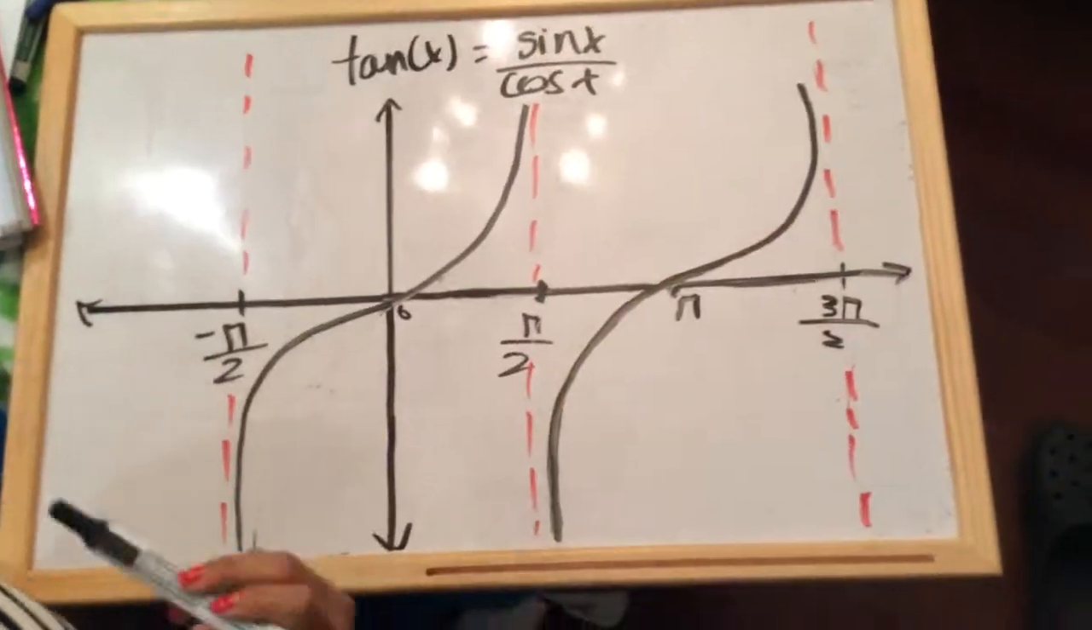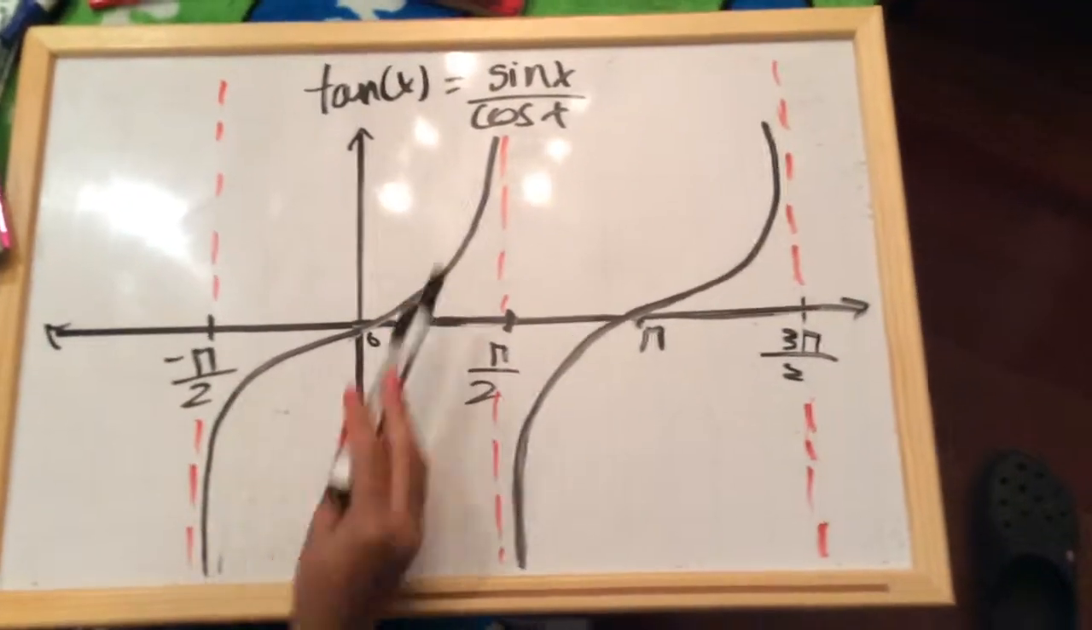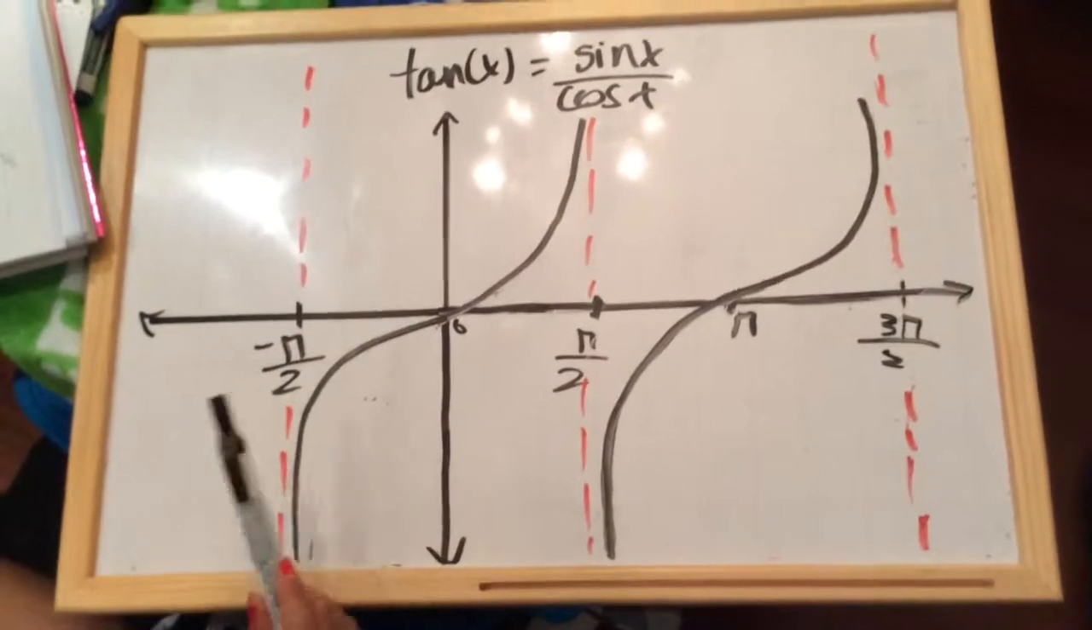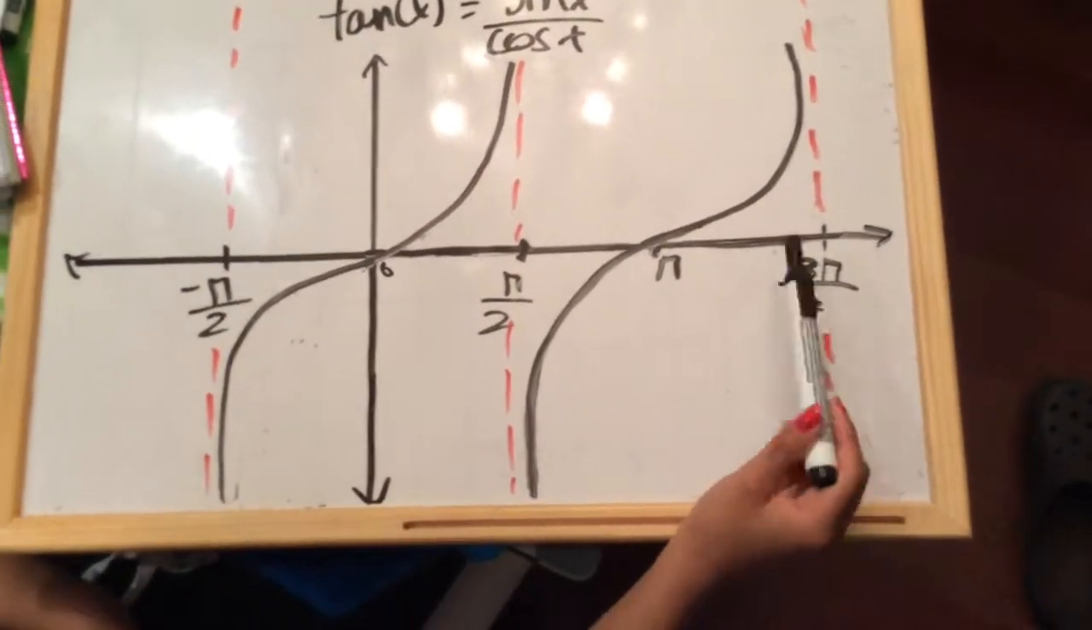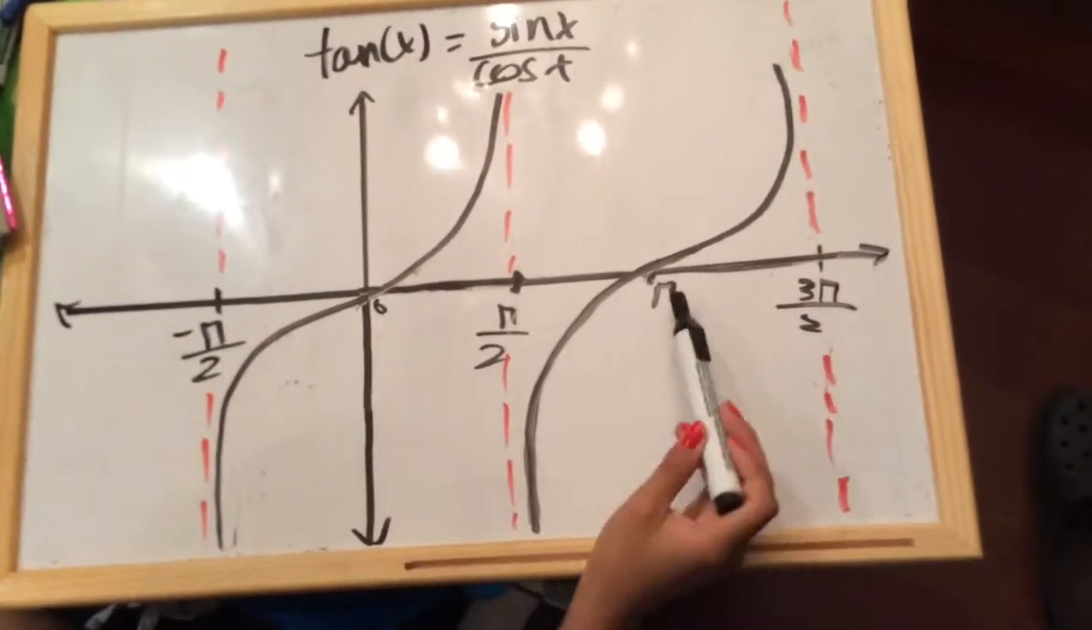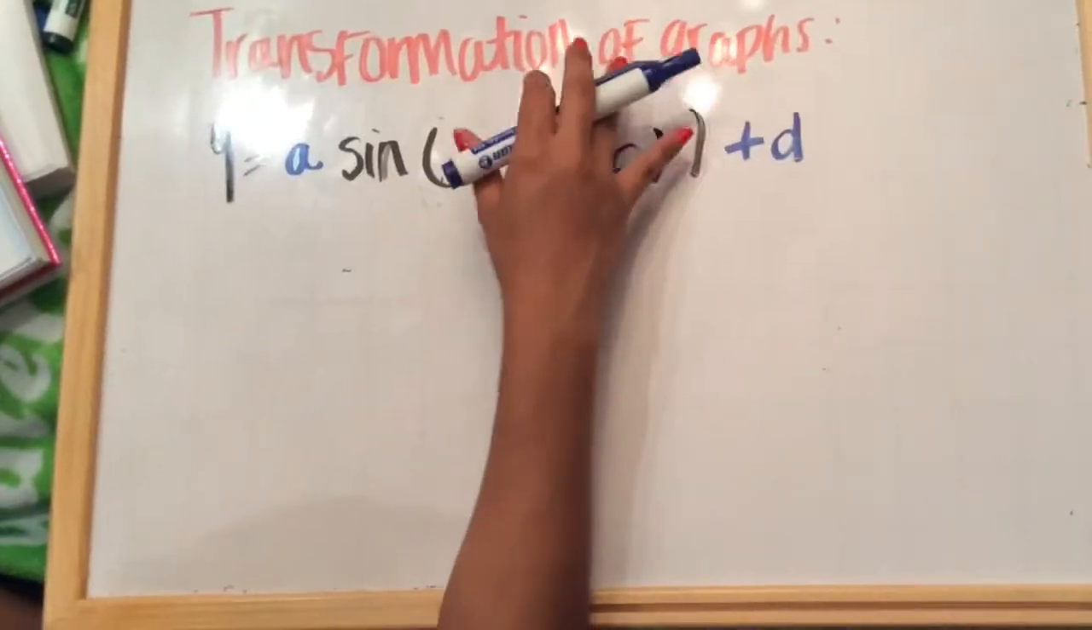Now here we have the tan graph. The most important thing to know is that it has three asymptotes, minus pi over 2, pi over 2, 3 pi over 2, and that it intercepts the x-axis at 0 and at pi. So now we're in transformation of graphs.